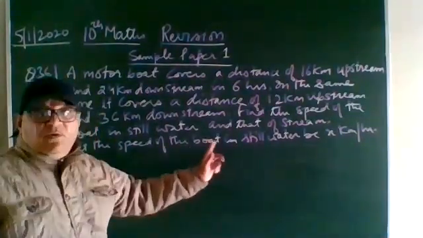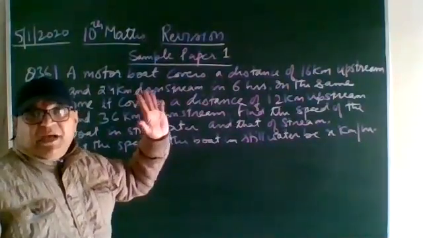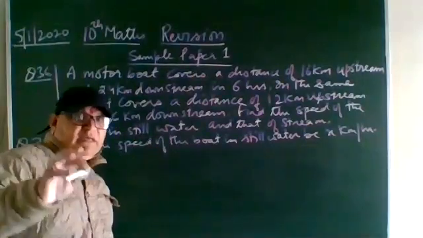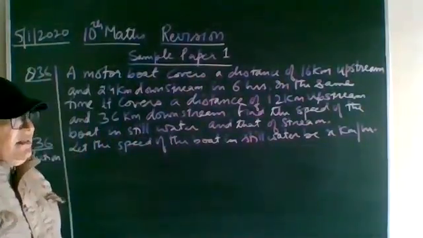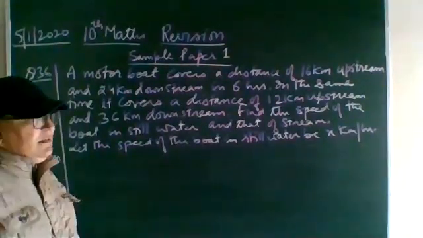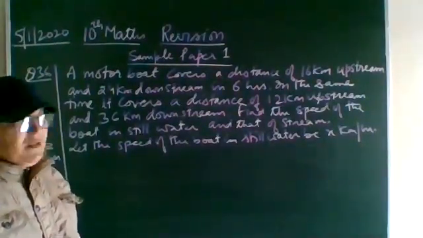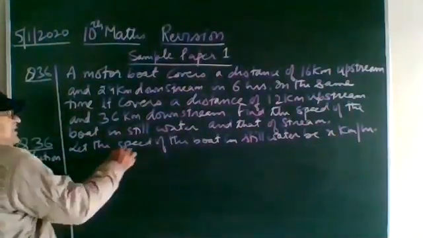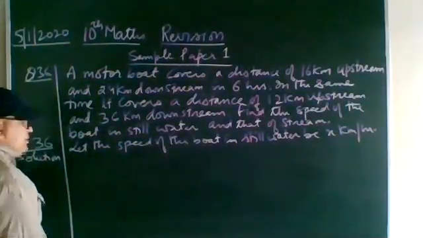Let the speed of the boat in still water be x kilometer per hour. The speed of the boat is what is affected when the boat is moving upward and downward. So always practice that. Write like this: let the speed of the boat in still water be x kilometer per hour.